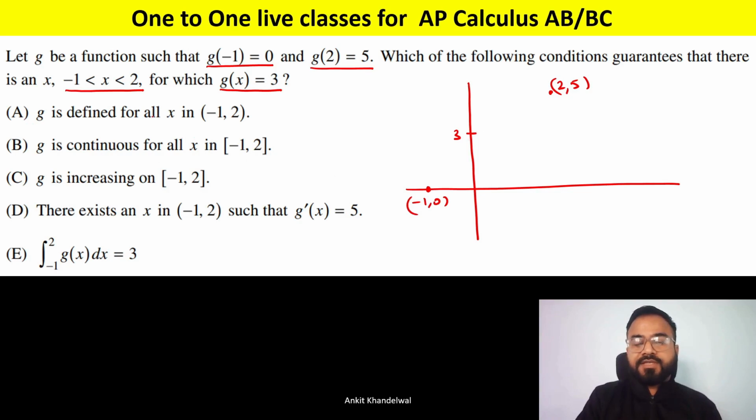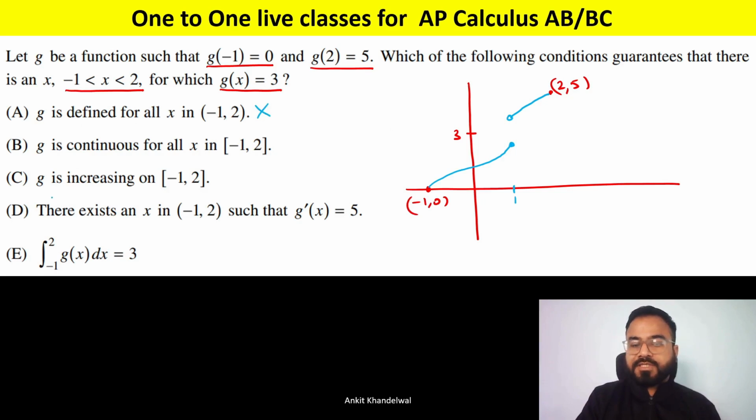The first option says g is defined for all x in the interval -1 to 2. This does not actually guarantee it, because it might be possible that, let's say up to here it is taking values, and directly it takes a jump from here to here. Let's say this is 1. Till 1 it was a value less than 3, and just after 1 it takes a sharp jump over here and does not touch 3. So this does not guarantee that it will take the value 3. So this option is false.